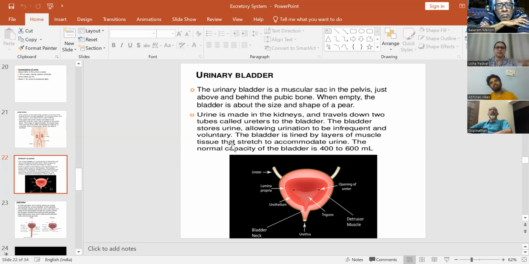See, if the bladder is not there, then what happens? Whatever is coming, we have to excrete out. So there will not be any control. So this acts like a control. The bladder is lined by layers of muscle tissue that stretch to accommodate urine. The normal capacity is 400 to 600 ml. See, it's very small. Depending on the capacity, it will increase in size.